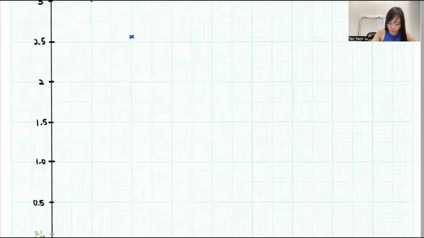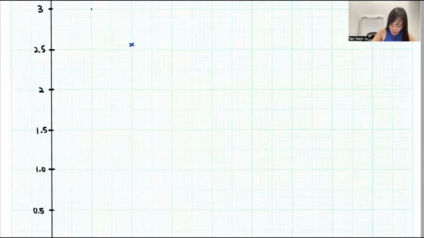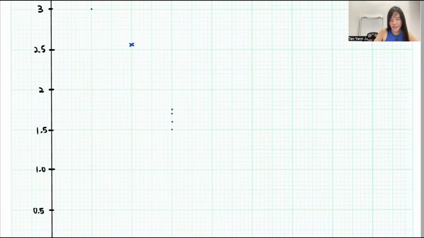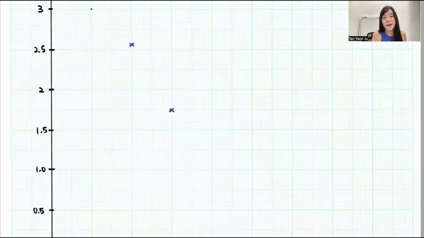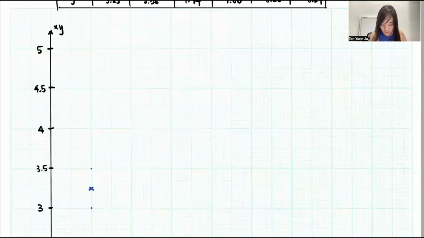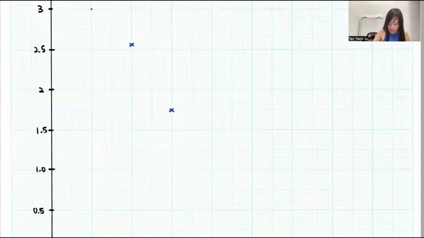Next one, my dear, is 3, 1.74. 3 is here, 1.5 is here, 1.6, 2 boxes, 1.7, 2 boxes, 1.8 is here. So 1.74 is around 1.75, which is exactly the middle from 1.5 to 2. Next one, 4, 1. This one is easy.